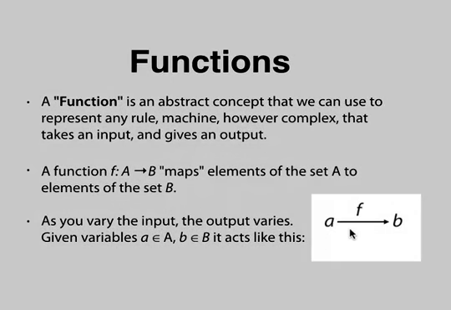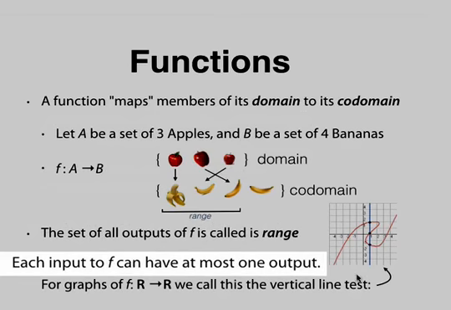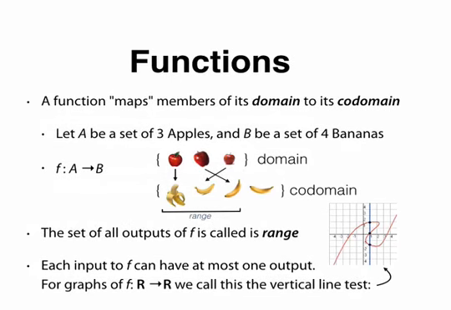And every time, F is deterministic. For the same input, it always gives you the same output. So there can only be at most one output. And you might have seen this in school, called the vertical line test.